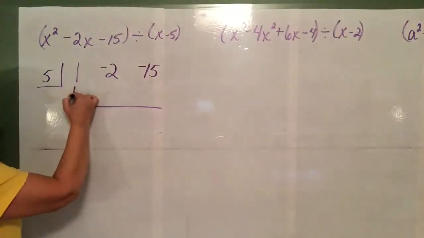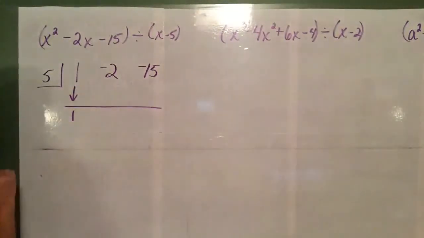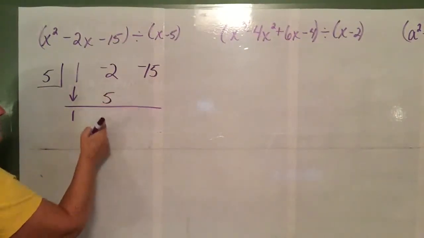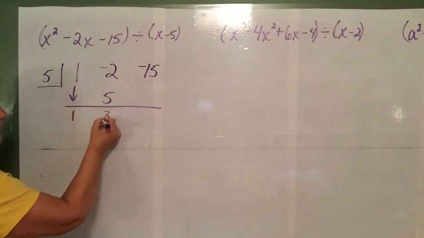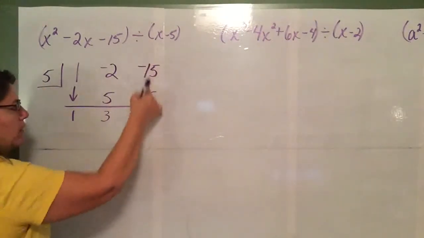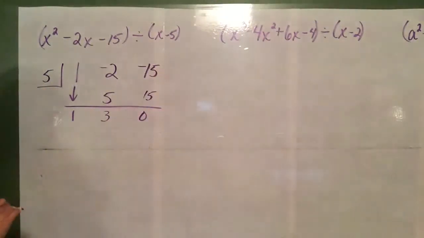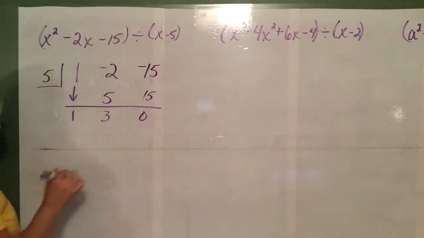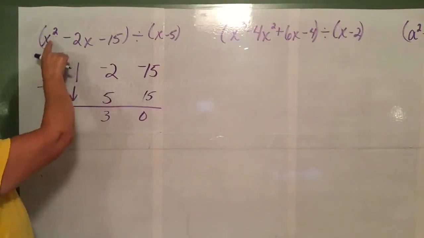I'm going to bring down the first number. Then I do multiplication. 5 times 1 is 5. And I will add. That's 3. 5 times 3 is 15. And then I will add. That's 0. So for this one, my depressed polynomial, this started with x squared.